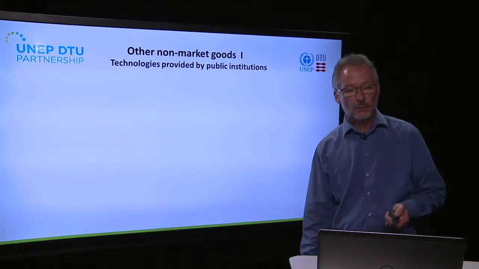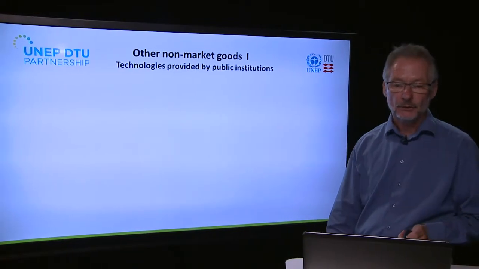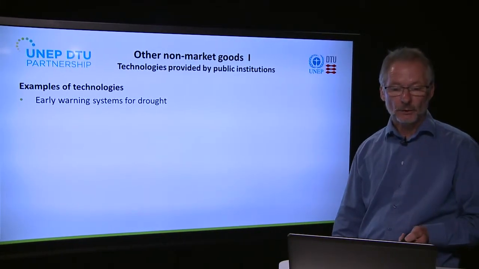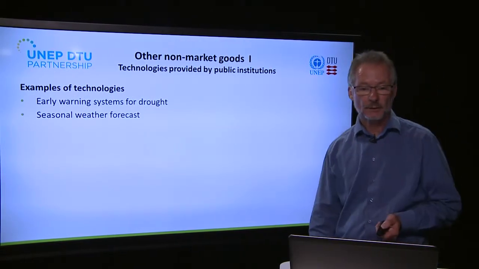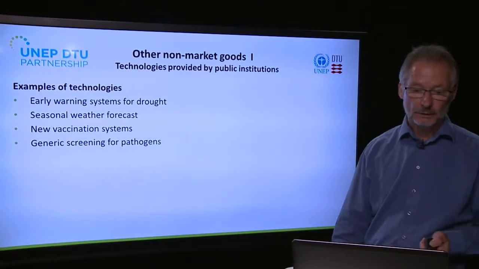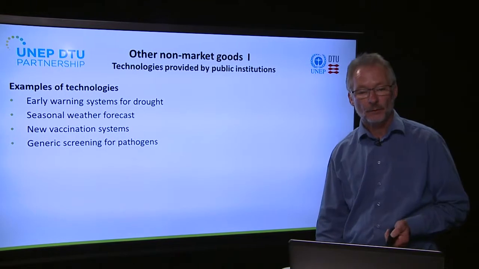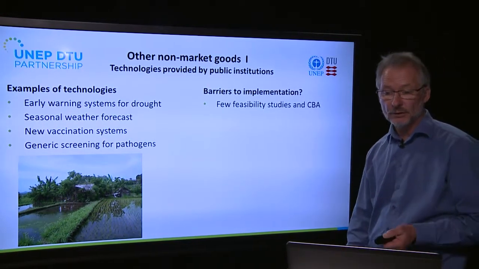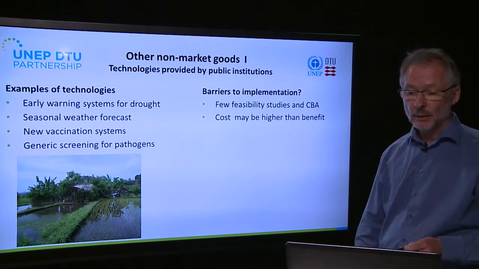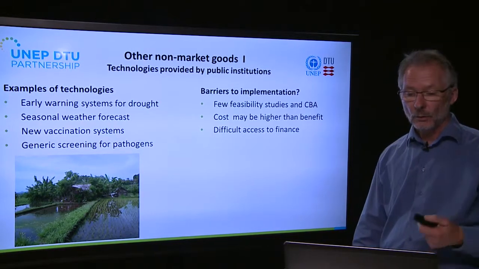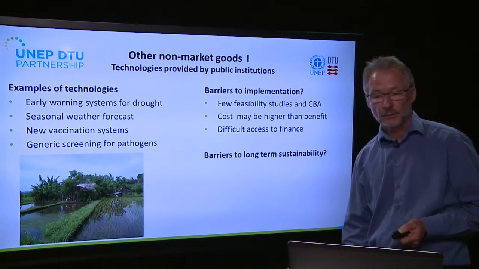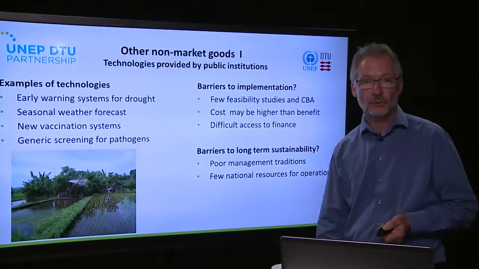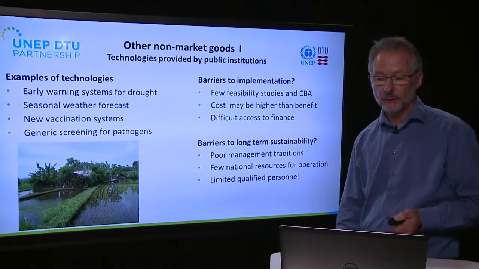Continuing to the other main group, other non-market goods, we will look at the first subgroup, technologies provided by public institutions. Examples of technologies in this group are early warning systems for drought, seasonal weather forecast systems, new vaccination systems, or generic screening systems for pathogens. Barriers to the implementation of this type of technologies would be few feasibility studies and cost-benefit analysis available. It might be that costs are higher than the benefits, or a difficult access to finance. Turning to the barriers to long-term sustainability, we would find, for example, poor management traditions, few national resources for operation of the technologies, and limited qualified personnel.